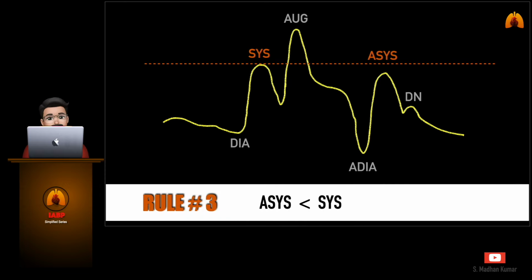You can see through the reference line that assisted peak systolic pressure is lesser than unassisted peak systolic pressure, satisfying the proper timing of deflation. This is rule number 3.